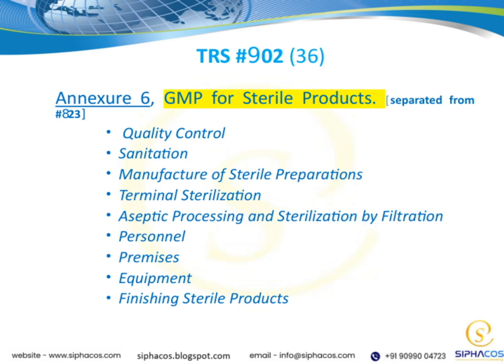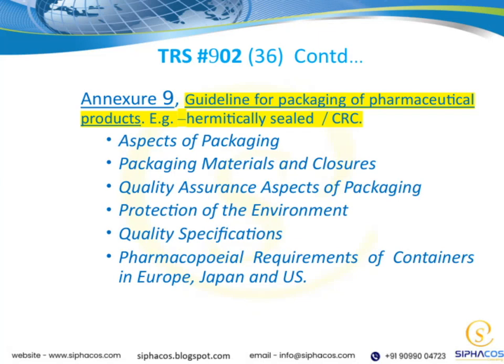Let's take a closer look at Annexure 9, which provides guidelines for the packaging of pharmaceutical products. For example, it emphasizes the importance of hermetically sealed containers, or CRCs, which help ensure the product remains sterile and uncontaminated. When we discuss aspects of packaging, we need to consider the materials used and the closures.